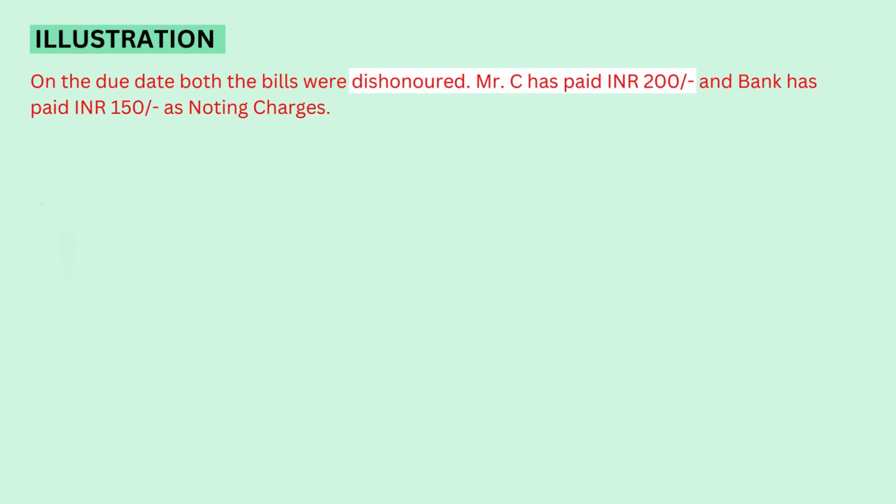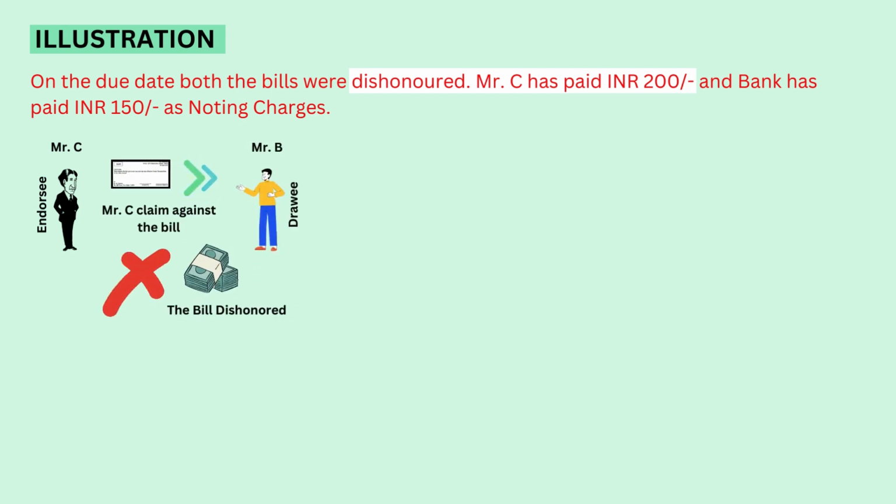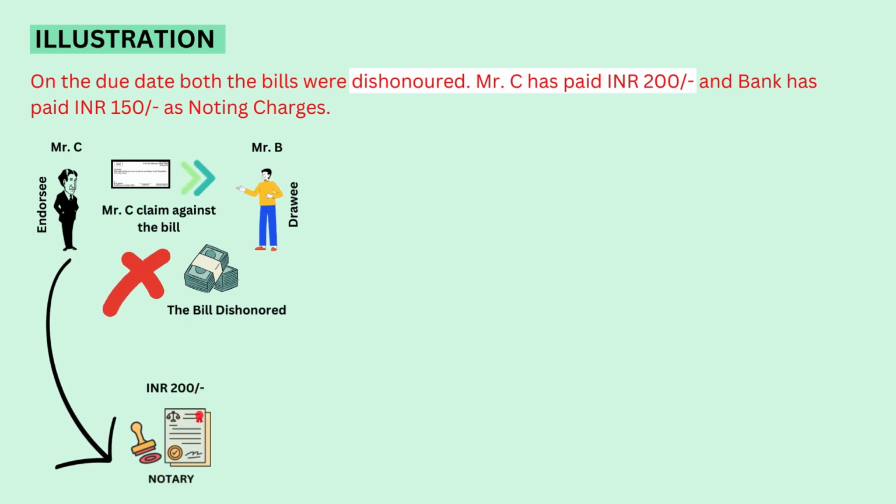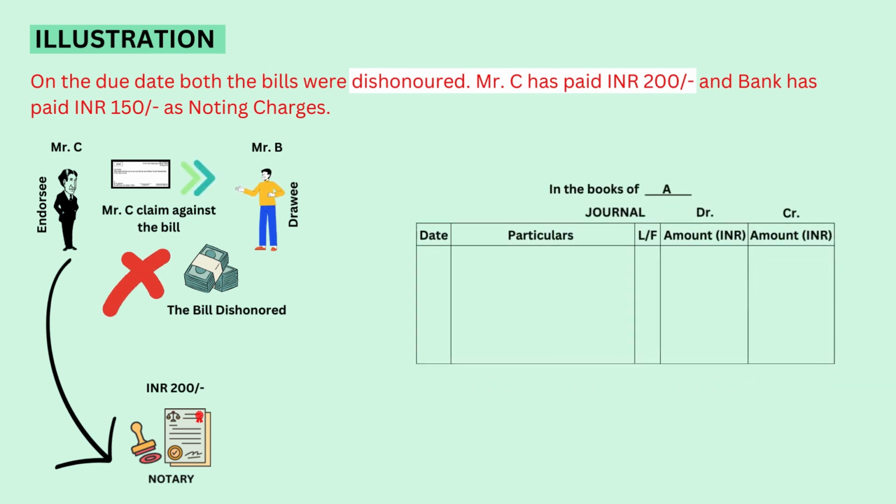Now we shall proceed bill-wise. For the first bill, it was endorsed to Mr. C by Mr. A, and now Mr. C is not getting his payment from Mr. B against the bill. Apart from this, Mr. C has paid an amount of rupees 200 towards noting charges due to dishonor of bill. Let's do the journals in the books of Mr. A. First, you see the date of the entry will be 4th June 2023. That is the date on which the bills are matured.